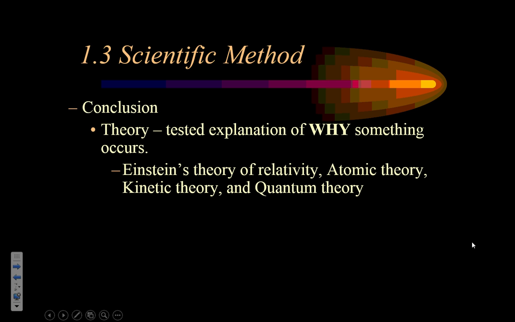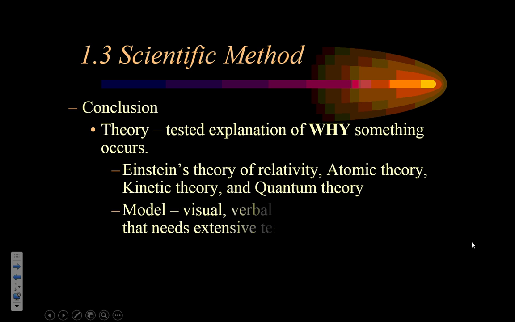Examples of theories: Einstein's theory of relativity, which you've all heard of, but most of you don't understand. That's a physics idea, and we're not really getting into that. But things like atomic theory, kinetic theory, and quantum theory are core theories in chemistry that we use to explain chemical situations all the time. What those things do is explain why certain things are happening, and that's why they're theories.